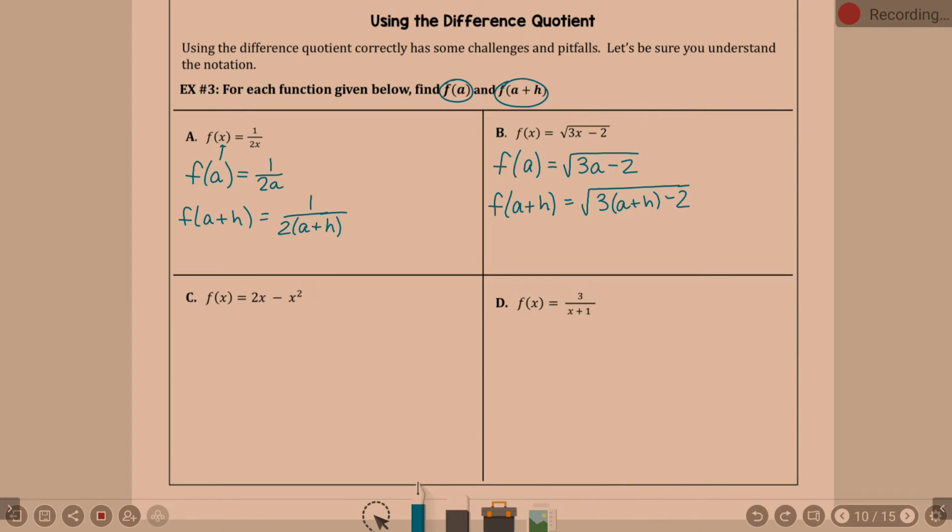Okay, C. Now, I will tell you, I did clean C up. First of all, get the easier one out of the way. What is f of a? 2a minus a squared. Good? Now, beginning step with f of a plus h. Instead of 2x, I'm going to write 2 times a plus h. Instead of minus x squared, I'm going to write minus a plus h, squared.